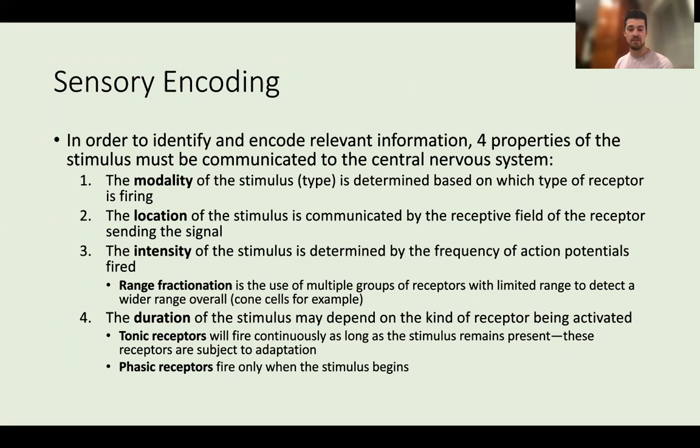So the duration of that response. And there are 2 types of receptors when we're talking about duration. The first one is called a tonic receptor, and that's going to fire continuously as long as the stimulus remains present. So these receptors are subject to adaptation.